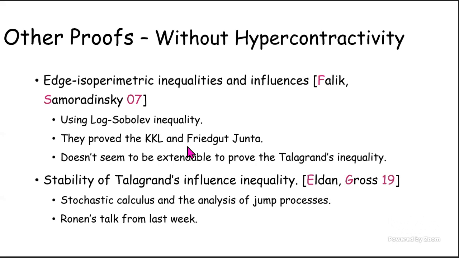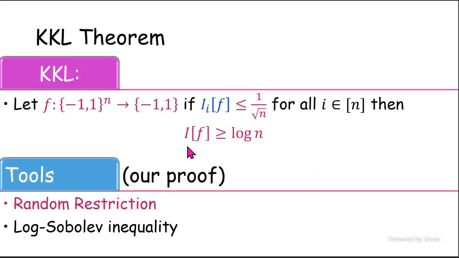Another work is by Ronen Eldan and Renan Gross, very recent. They used a very different approach, which is very, very interesting. They used stochastic calculus and analysis of jump processes, and Ronen talked about it last week. Anyone that missed it is welcome to see it on the website. And then our result is also parallel to this result somehow.